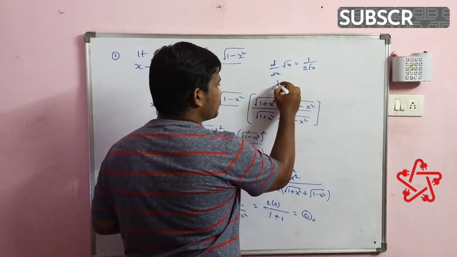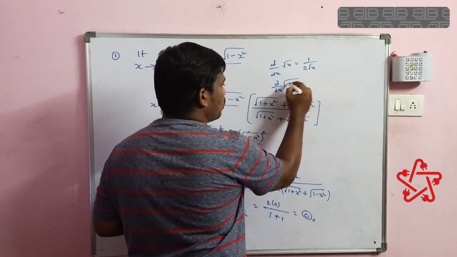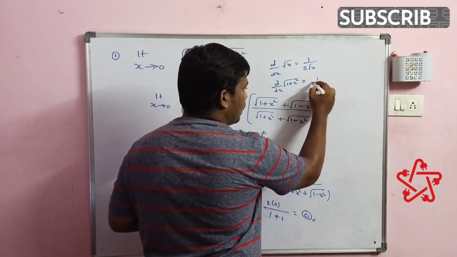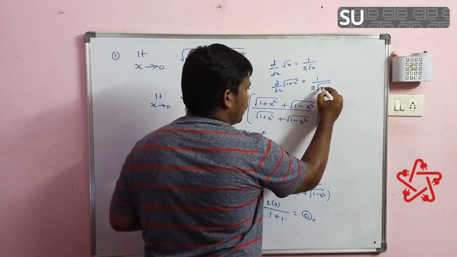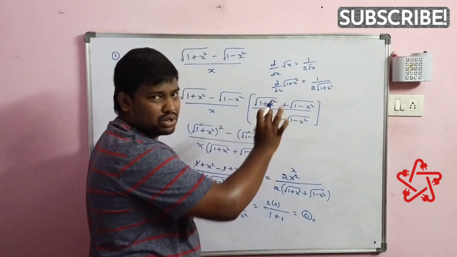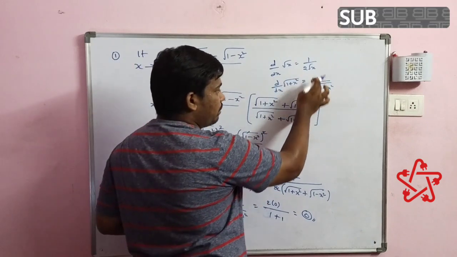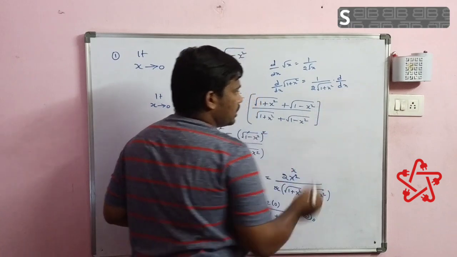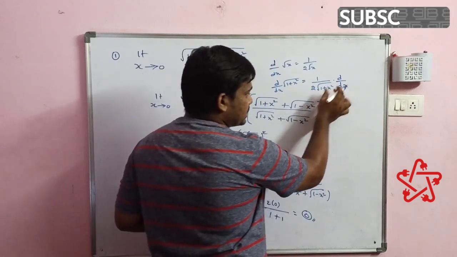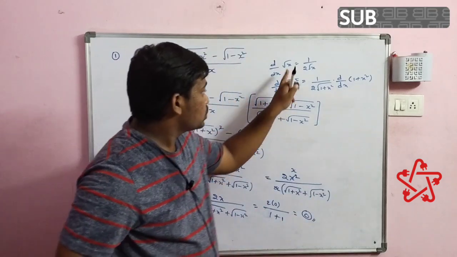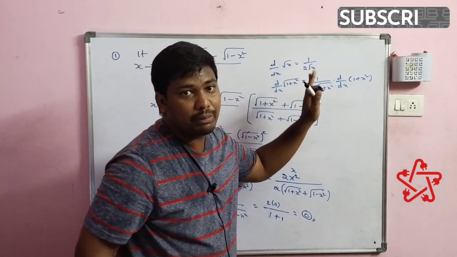But in the previous case, we considered d by dx of root over 1 plus x square. Since it is of the form root of something, it becomes 1 by 2 root something into d by dx of that something, 1 plus x square. Why? If it is root x, then it is simply 1 by 2 root x.